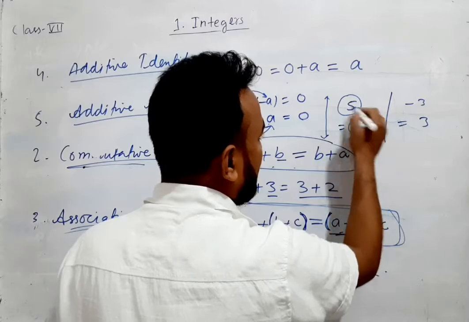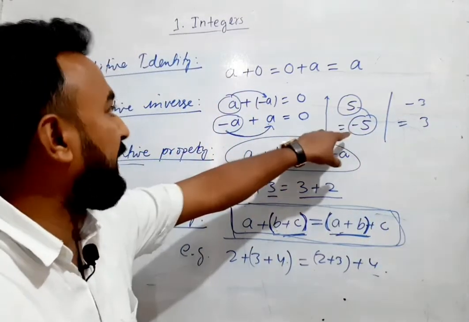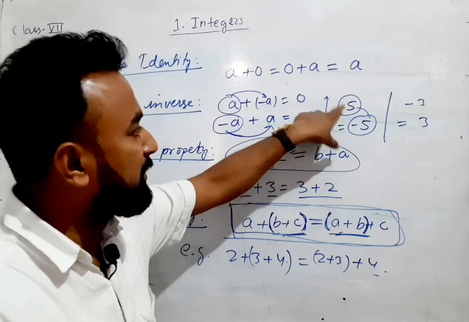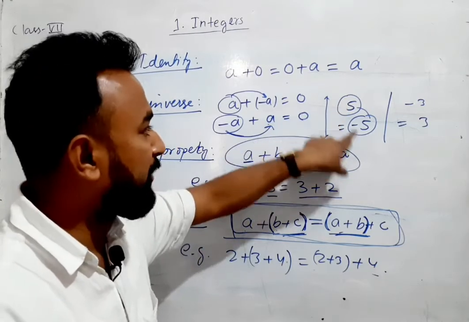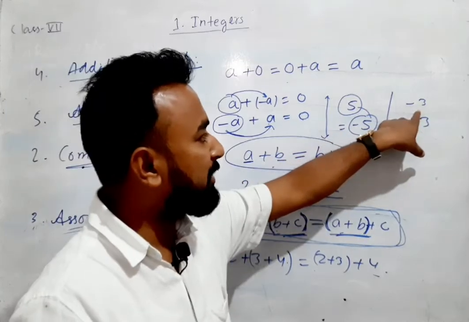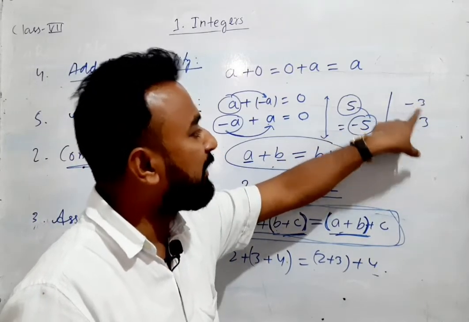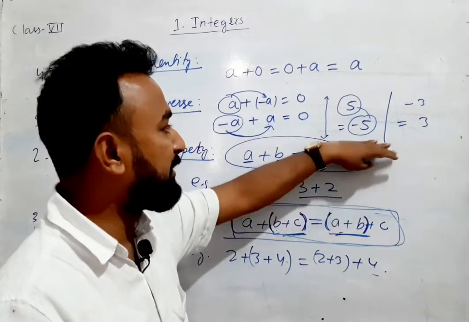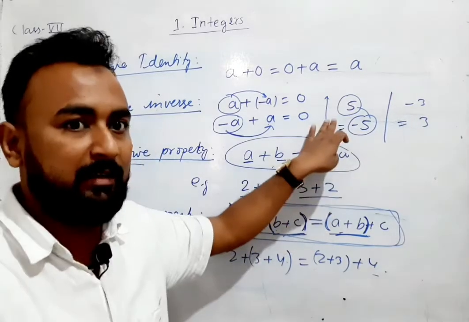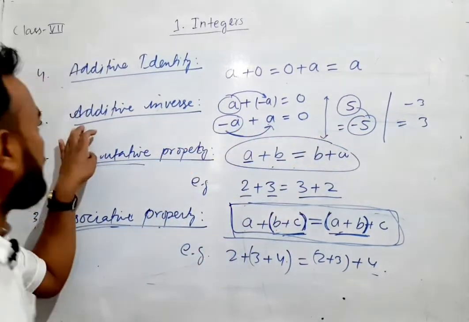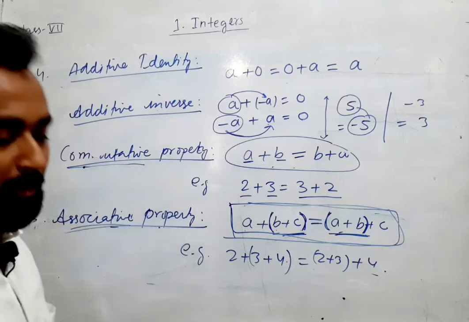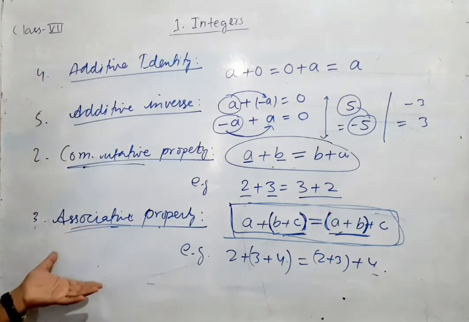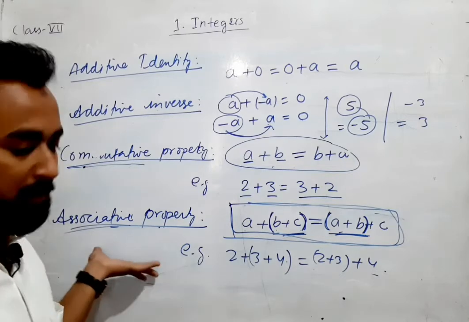To change the polarity, you have to change the sign. You only have to change the sign. When you are asked to write the additive inverse of 5, you have to write -5, and the additive inverse of -3 is +3. That means, simply, you only have to change the sign of the integer to get the additive inverse of that number. So these are some properties which you have to use in this chapter.